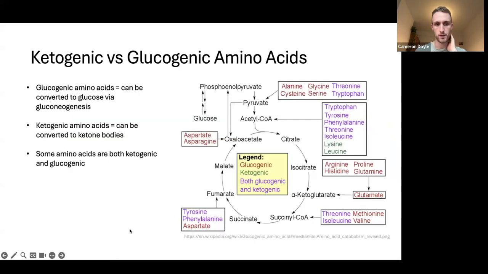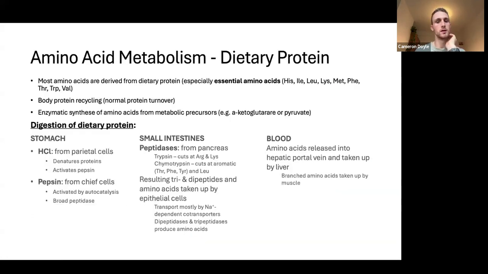Okay, ketogenic versus glucogenic amino acids. A glucogenic amino acid is one that can be converted to glucose via gluconeogenesis. Ketogenic amino acids can be converted to ketone bodies. Some do both. Actually, most of them do both. This diagram nicely outlines pretty much all the amino acids and whether they're ketogenic, glucogenic, or both.